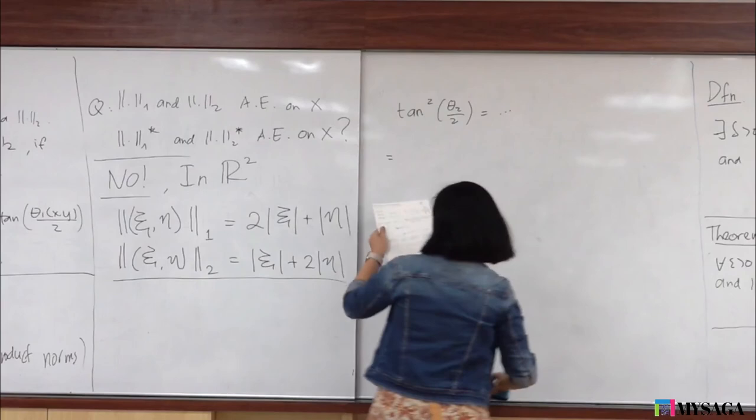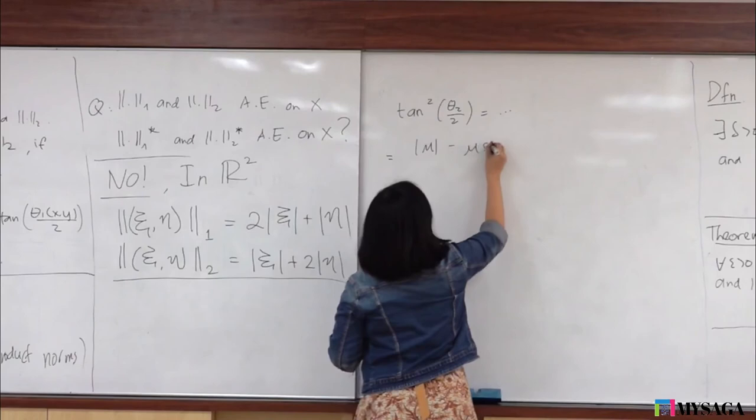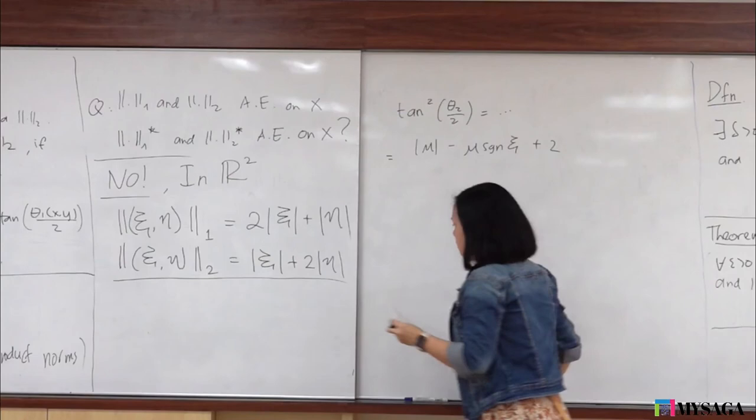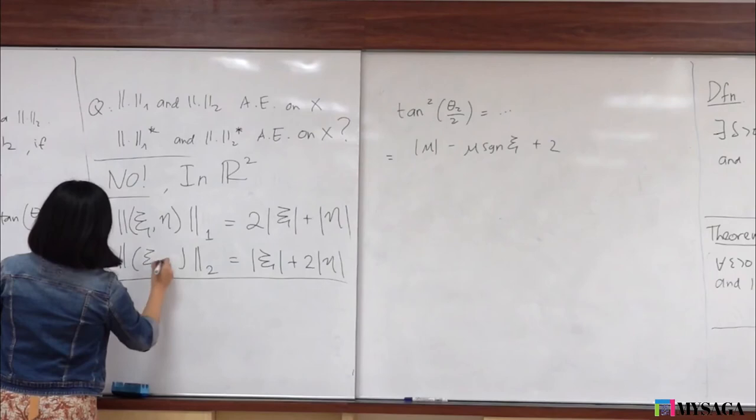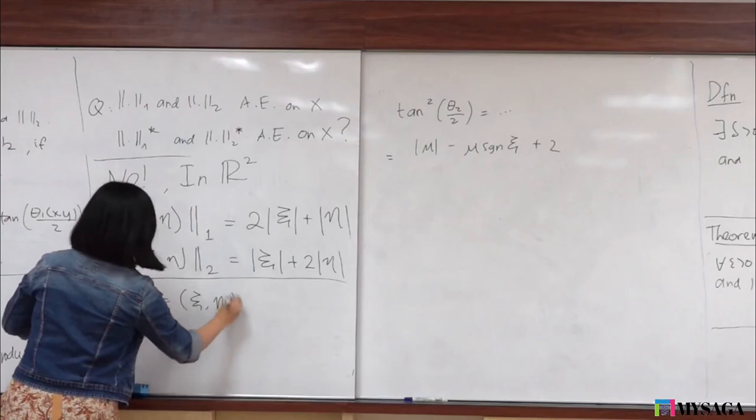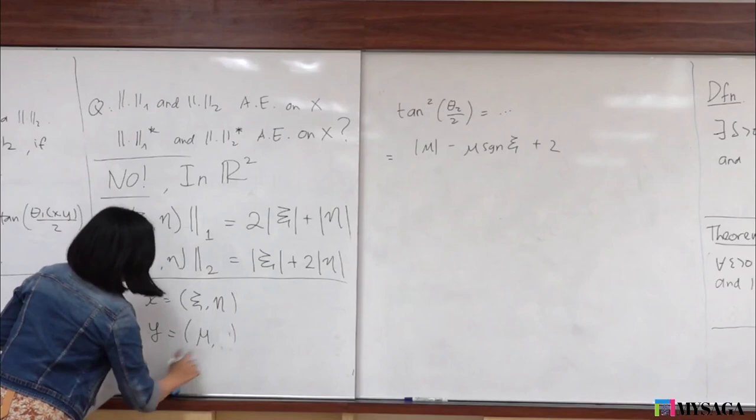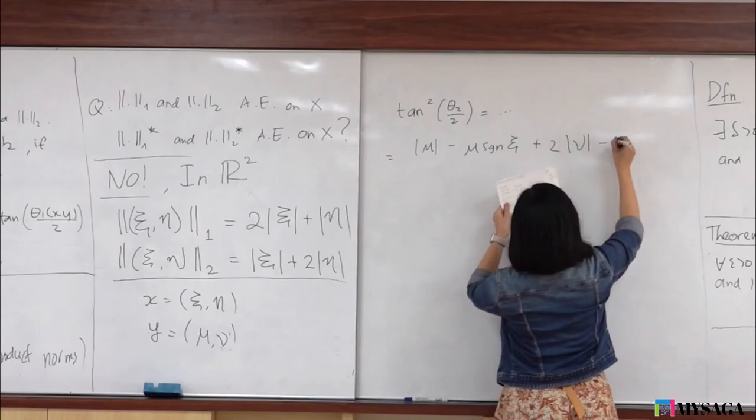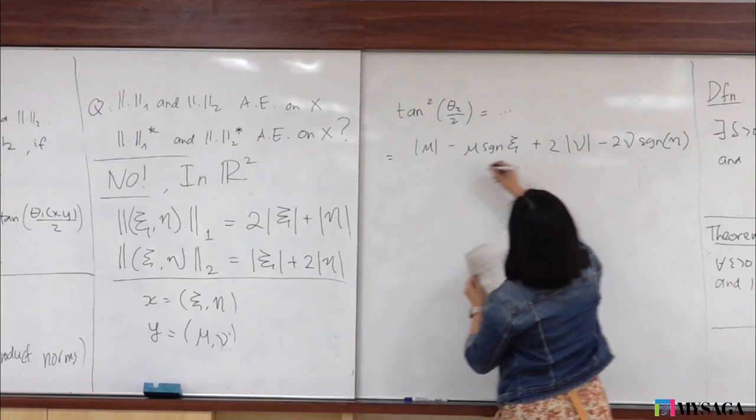You will get the absolute value of mu minus mu sine psi plus 2. Oh, what is mu? Sorry, I have to say x is psi and eta, and y is mu. All right, 2 times this minus 2 mu sine eta, divided by a similar thing, but with a plus.